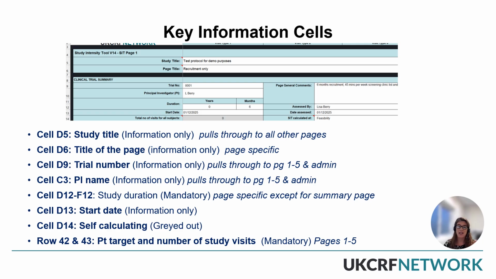And you enter this in years and months. On the summary page, you add the overall duration of the study. And on pages 1 to 5 and on the admin pages, you put the duration for that specific page's worth of activity. The start date, which is in cell D13, again, is just for information. It won't stop the tool from calculating properly. And then mandatory, and we'll see this on one of the slides coming up, rows 42 and 43: you do need to stipulate how many patients you are going to be recruiting and how many visits they're going to have. It won't calculate properly without that.